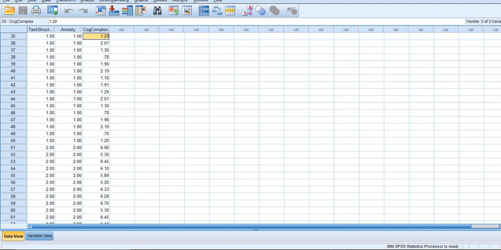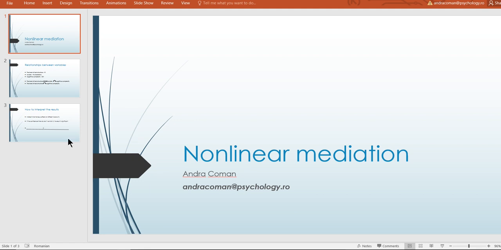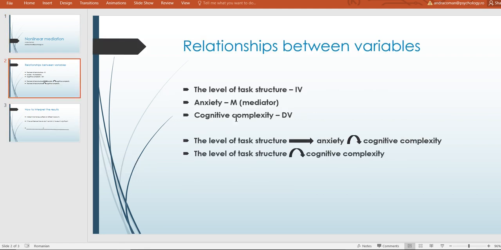Then I suppose that when we have a moderate level of task structure, so the task is not very structured, but not unstructured either, we will have a low to moderate level of anxiety, and we will have a good performance because our cognitive complexity will be higher than in a very structured task.